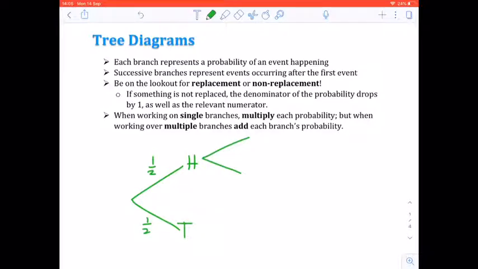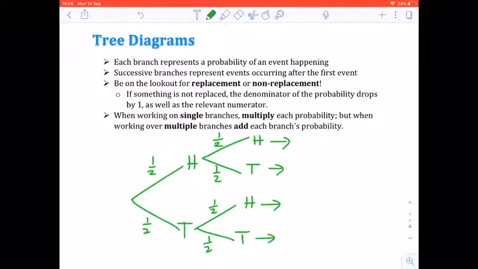If we then had to do this again and flip the coin again, we would then have the same case, a heads or a tails. And then we do it for the other branch as well, a heads or a tails. So that would be a half, a half, a half, and a half. And what we can do as well is provide the different outcomes.